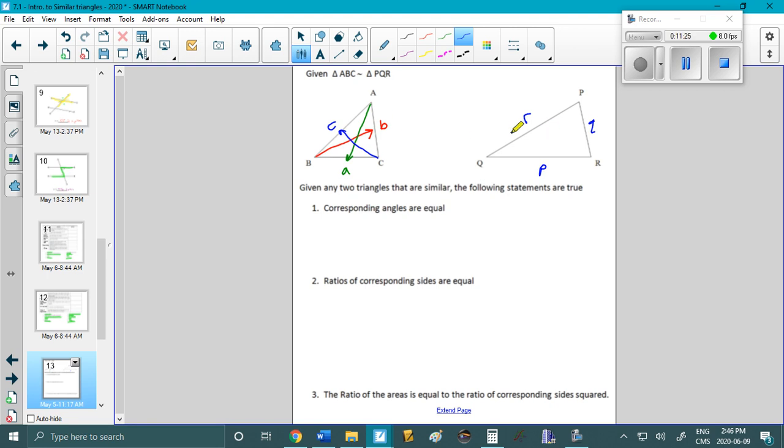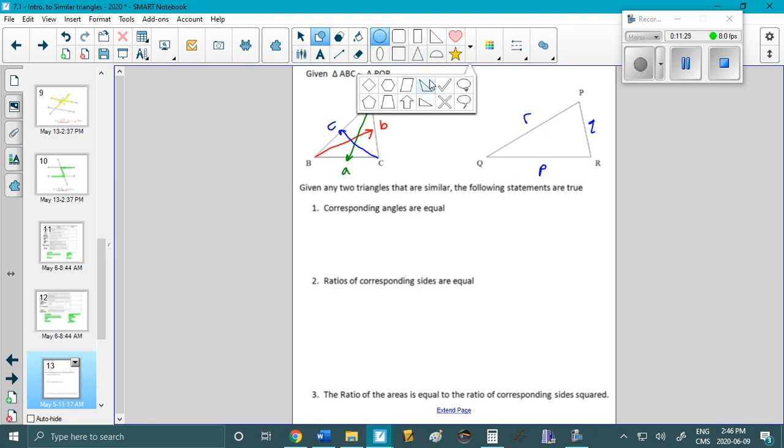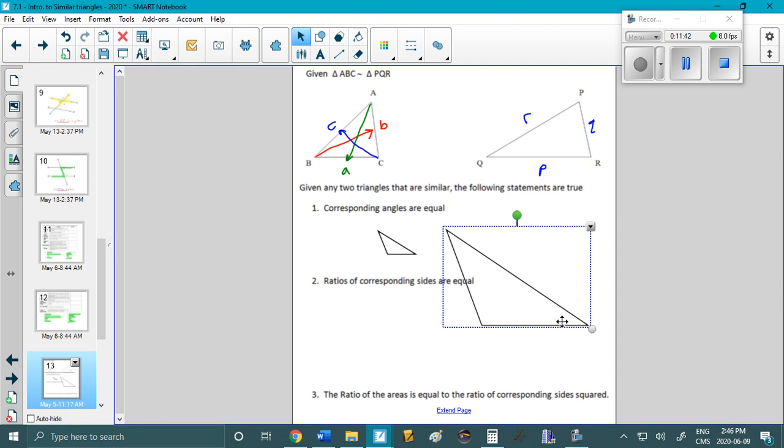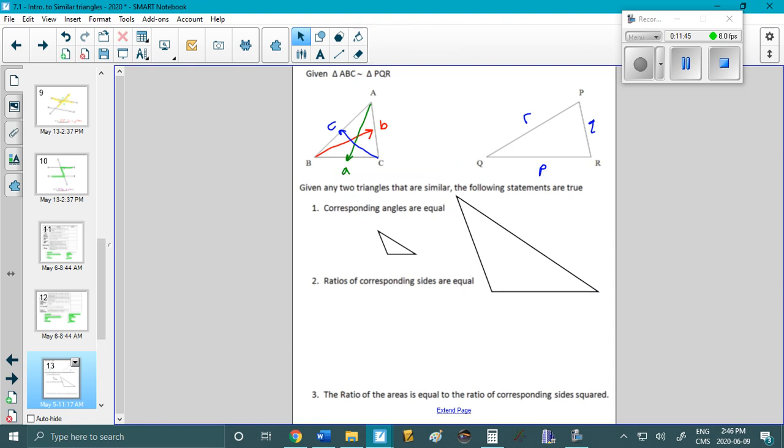Now, if you look at them, this actually isn't the case. I really should have fixed this diagram, but sadly, I didn't. Let me show you what two similar triangles should look like. So here's a triangle. Now, these two triangles are exactly the same. But if I enlarge one, they're no longer the same, but they are similar.